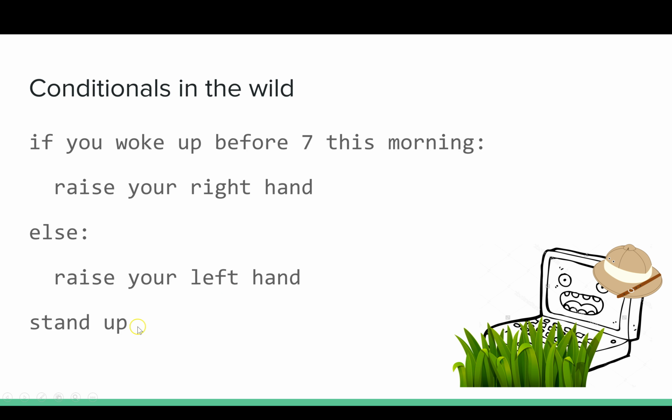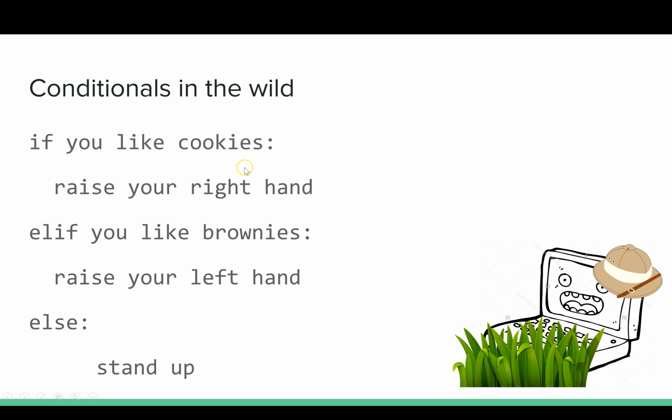So it is possible that everybody likes cookies. So everybody raises their right hand and nobody raises their left hand and nobody stands up. It's possible, but there are only three possibilities here. No one can belong to two groups. If you are raising your right hand, you cannot raise your left hand and you can't stand up. Similarly, if you are raising your left hand, you can't raise your right hand and you can't stand up. So whenever the first condition is true, all remaining are skipped.